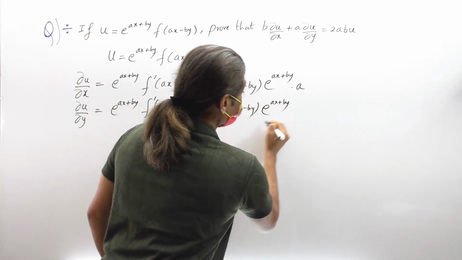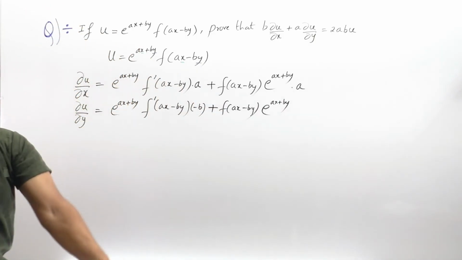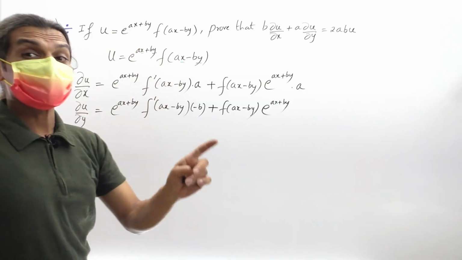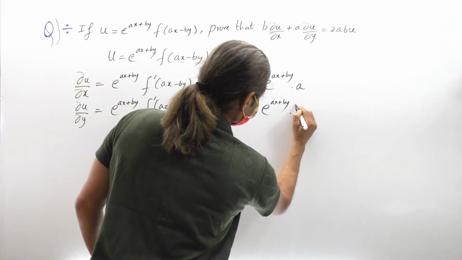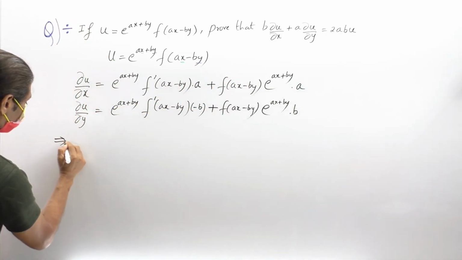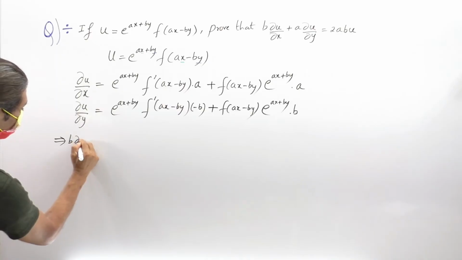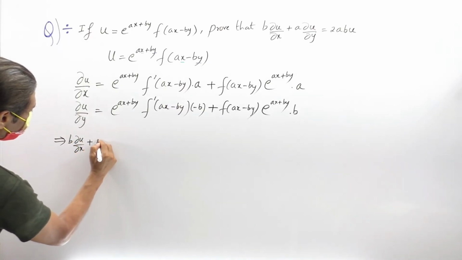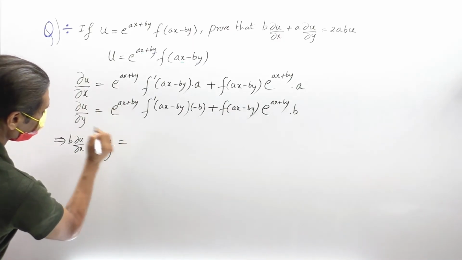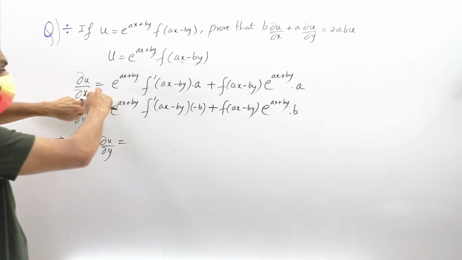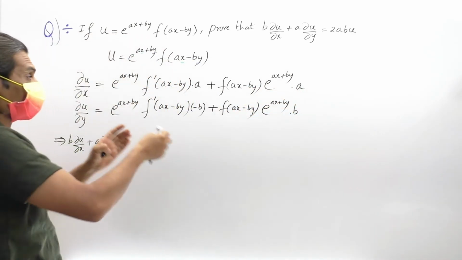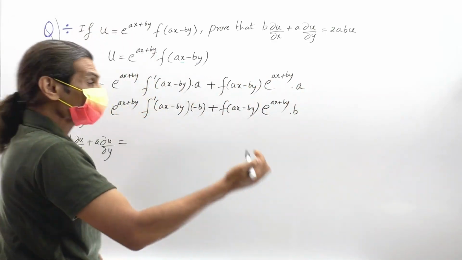Okay, but again chain rule, since we are differentiating here with respect to y, differentiation of ax is 0, x is constant, plus differentiation of by with respect to y is into b. Now what are they asking? They are asking that this implies b ∂u/∂x plus a ∂u/∂y equals... So multiply the whole equation by b, since I need b into ∂u/∂x.